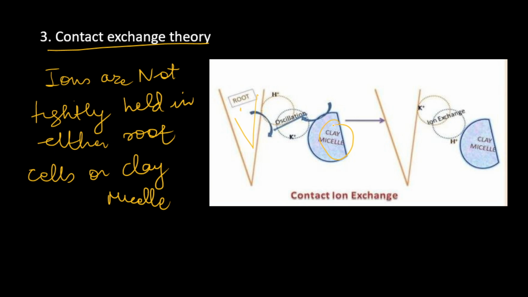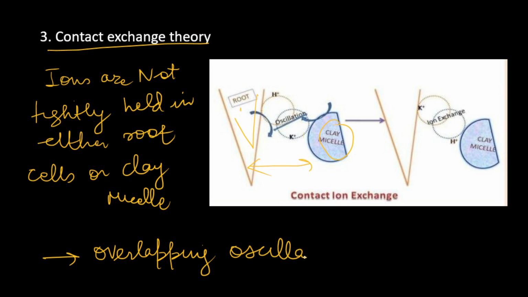So what happens when these two are in contact? When these two are in contact, they exchange ions between them, due to overlapping oscillation volume. So what you can simply understand from here is that this is our root, this is clay micelle. The root has H plus ions and in the clay micelle we have K plus ions. Both are not tightly held. They are in contact. That is why it is named contact exchange theory.